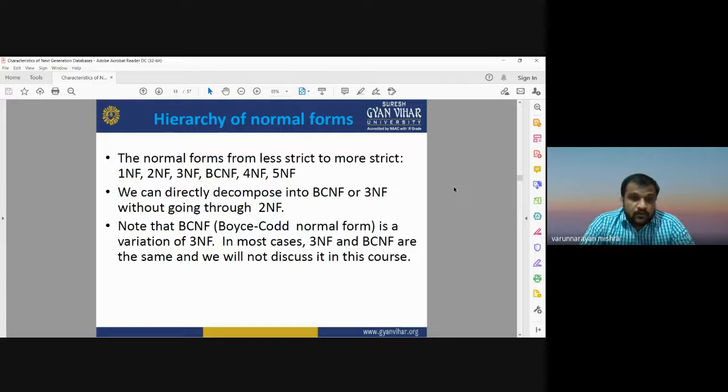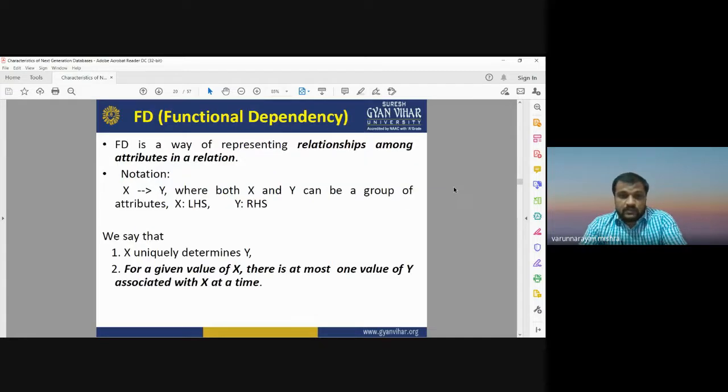It is important to note that BCNF, the Boyce-Codd normal form, is a type of normalization process. It is a variation of 3NF, and in most cases 3NF and BCNF are the same. We will not discuss it in the course because it is not in our syllabus; we are just going to see the different normal forms.